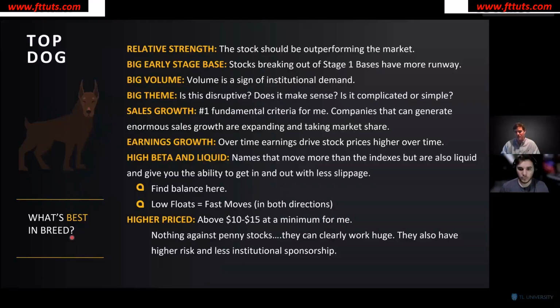What I mean by that is low float stocks do put in the fastest moves. Now they do it in both directions. So I'm not saying not to trade low float stocks, but I want to try to find that low float stock that just moves more uniformly. I wish I had a better way to describe it.